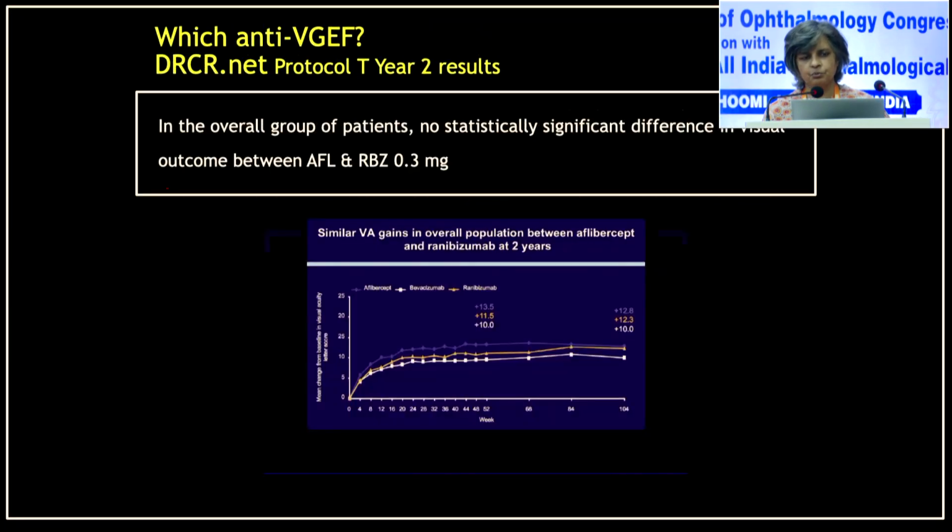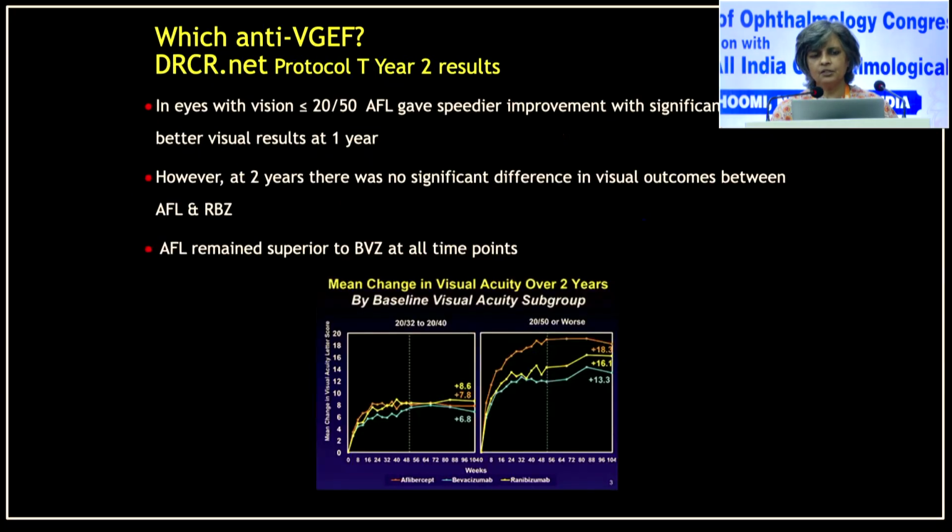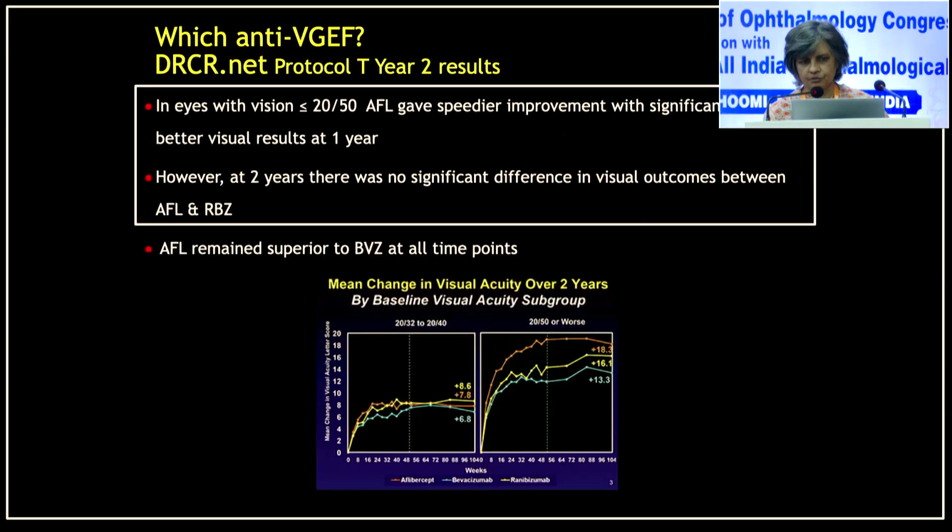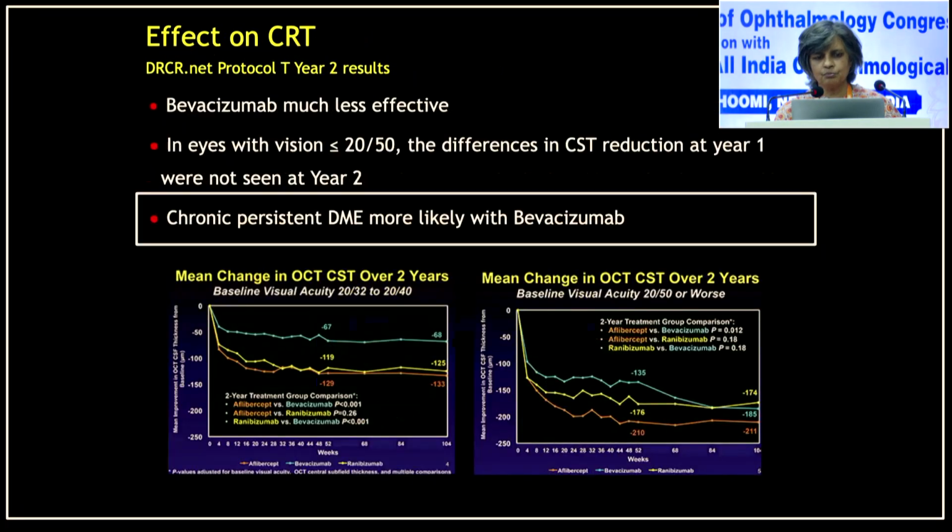Which anti-VEGF to be used? The landmark trial was the protocol T, which showed us that in the overall group of patients, there is no difference whether you use ranibizumab or aflibercept, but in those that have significantly poor vision, there aflibercept gave a better response at 1 year, but by the end of 2 years, ranibizumab and aflibercept gave similar response. However, Avastin or bevacizumab continued to perform poorly, with persistent DME more likely with this drug.